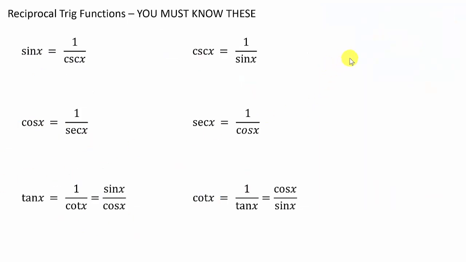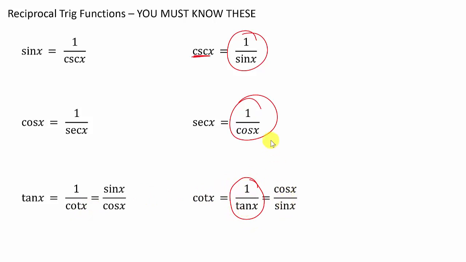All right, one other thing you really need to know is your reciprocal trig functions. So the sine of x is equal to 1 over cosecant x. If that's true, then cosecant of x is equal to 1 over sine x. And when you see this function, you're going to change it to this if you're solving equations, okay? Cosine of x is equal to 1 over secant. So secant is equal to 1 over cosine. Tangent is 1 over cotangent, or sine over cosine. We use this a lot, but it's also 1 over cotangent.